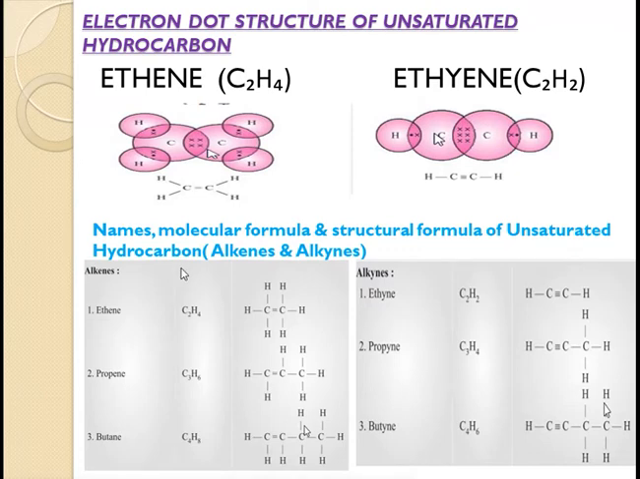Now, let's come to the names, molecular formulas and structural formulas of the unsaturated hydrocarbons, alkenes and alkynes. Alkanes we have already discussed: methane, ethane, propane, butane, up to pentane, up to hexane I have told you.